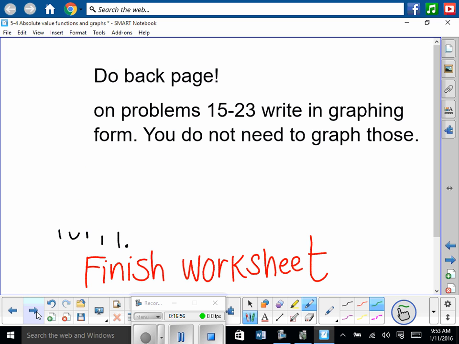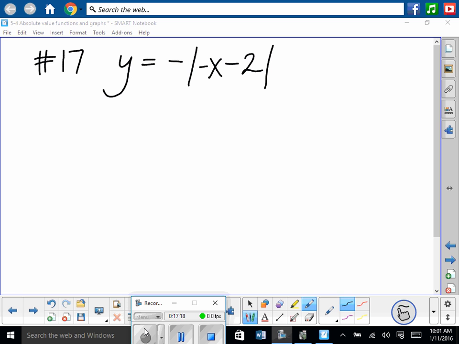So, do the back page. Now, once again, on problems 15 through 23, you just need to write it in graphing form. You do not need to graph those. Just write it in graphing form. Have me check your answer in graphing form, because let's hope if you can write it in graphing form, you can graph it. Then I need you to finish the rest of the worksheet. Any little error is really just a major error.